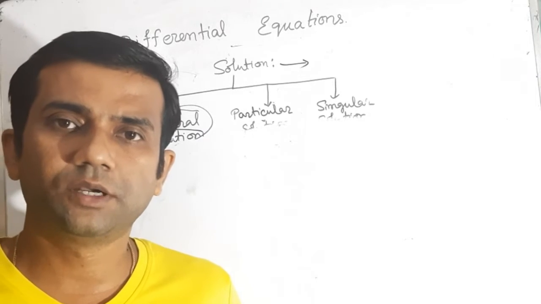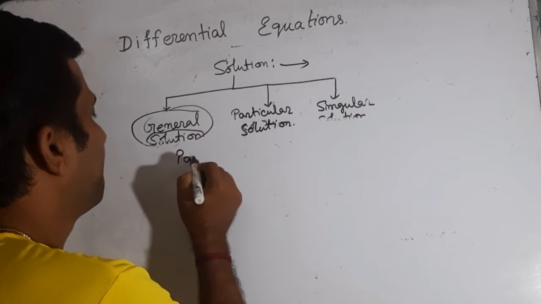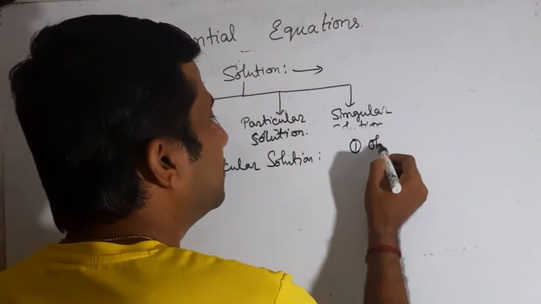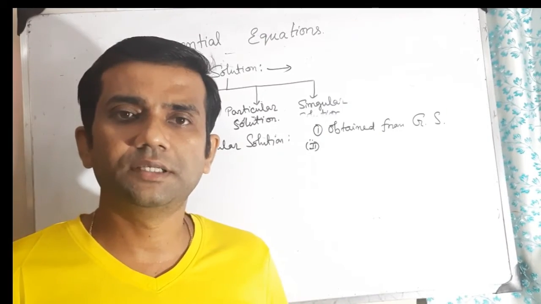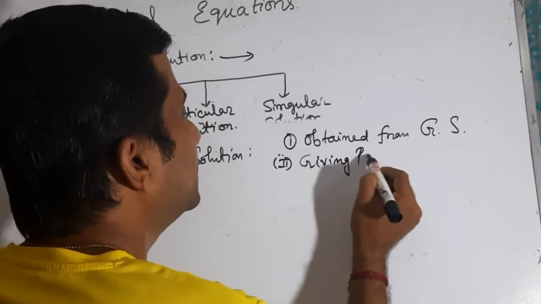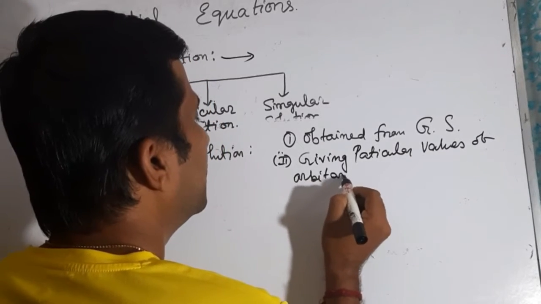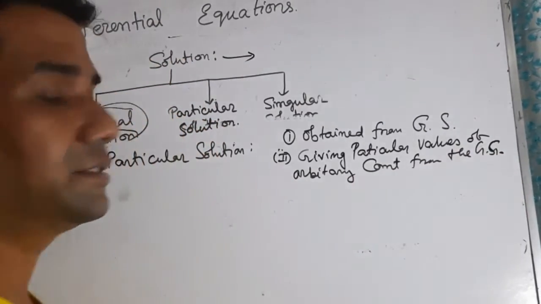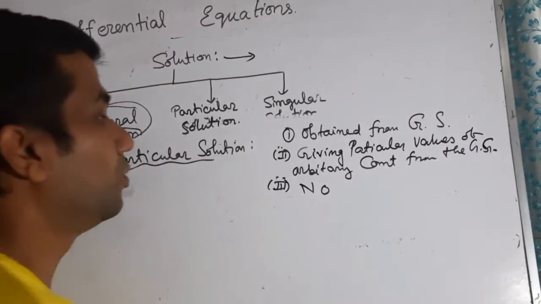And our next point is the particular solution. A particular solution is obtained from the general solution by giving particular values to the arbitrary constants of the general solution. And the third criterion is that a particular solution is a solution where no arbitrary constant exists.